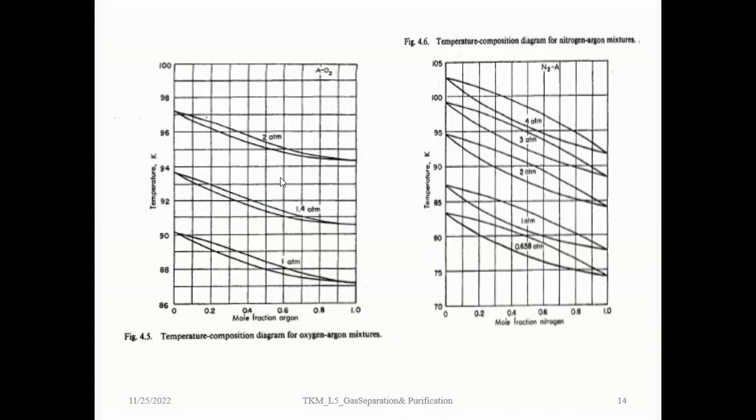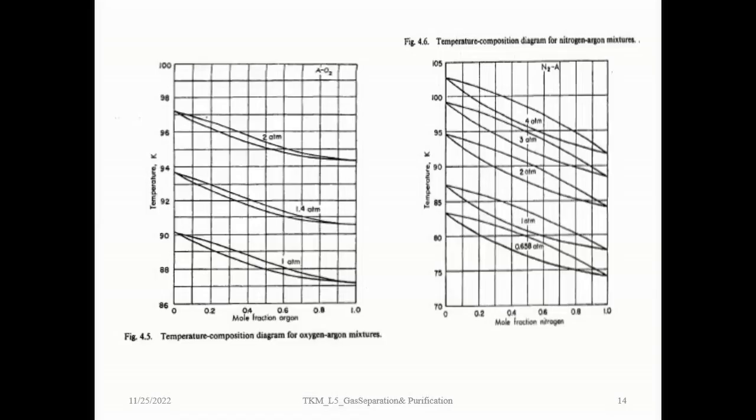The gap between the two curves, the dew point curve and the boiling point curve, decreases with increasing pressure. A similar plot is given for nitrogen argon mixtures for 0.658 atmosphere, 1 atmosphere, 2 atmosphere, 3 and 4. So this is the temperature versus composition diagram for the gas mixture of nitrogen and oxygen.